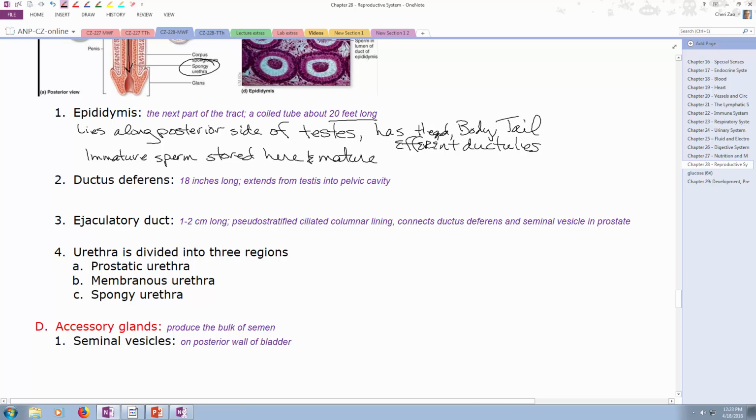The next part of the duct system that we will come along and follow is the ductus deferens. Nowhere near as long. It's 18 inches long and extends from the testis to the pelvic cavity and terminates in the prostate gland. It is designed to transport sperm from the epididymis into the short ejaculatory duct.